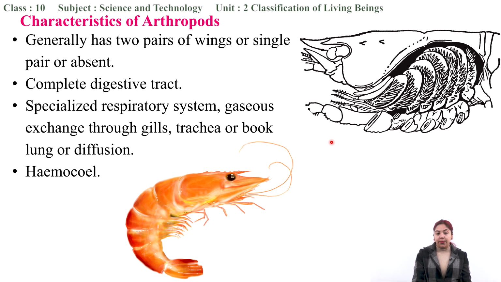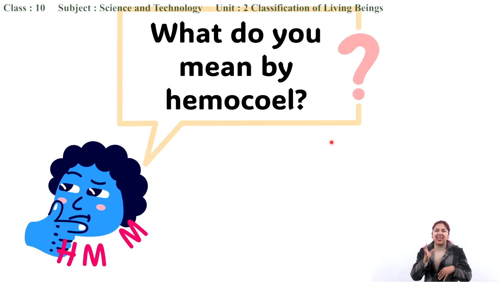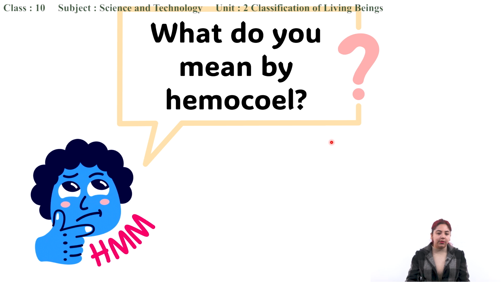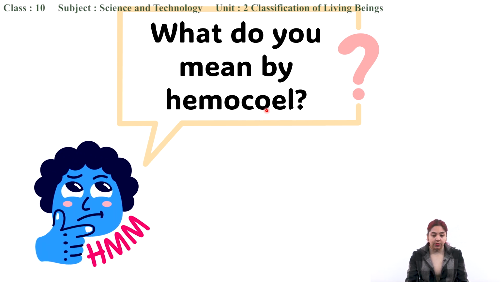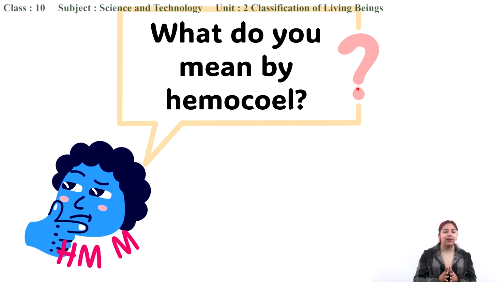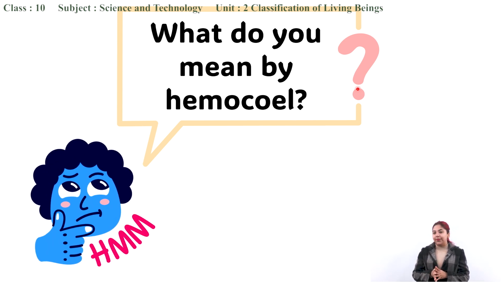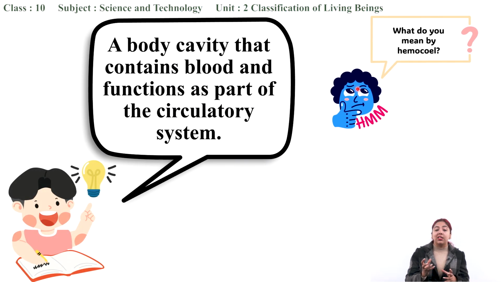Hemocoel. Now their body consists of hemocoel. Do you guys know what a hemocoel means, or can you even guess what a hemocoel means? Let me give you a hint. You can divide this word into hemo and coel, which means coelom. So I guess you can tell me now what the word hemocoel means. Yes, it is a coelom which contains blood in it.